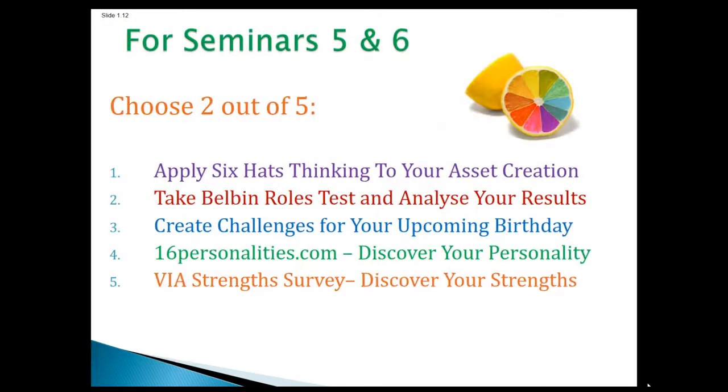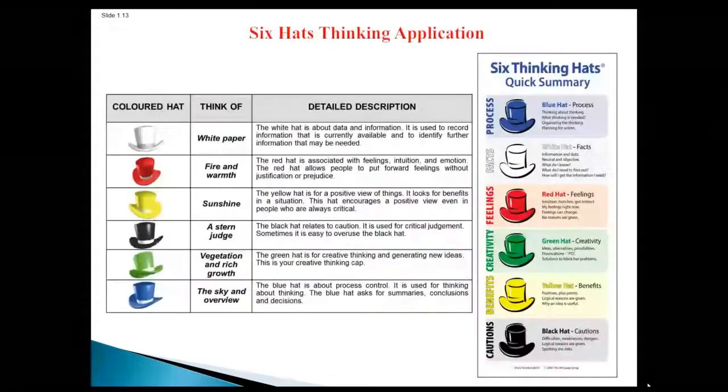For seminars 5 and 6, remember you have 5 options and you will choose any 2 of these 5. So what were these 5 options? Let's go over them. The first one is 6-hat thinking application. You would apply 6-hat thinking to your asset creation project. Whether you have done 7i or the entrepreneurial business proposal, you just apply these 6 hats to come up with fresh ideas.